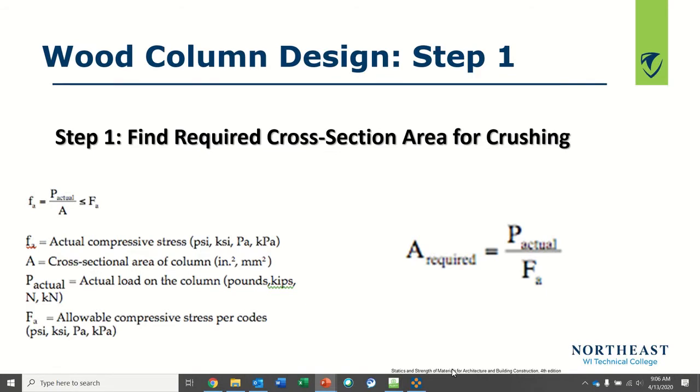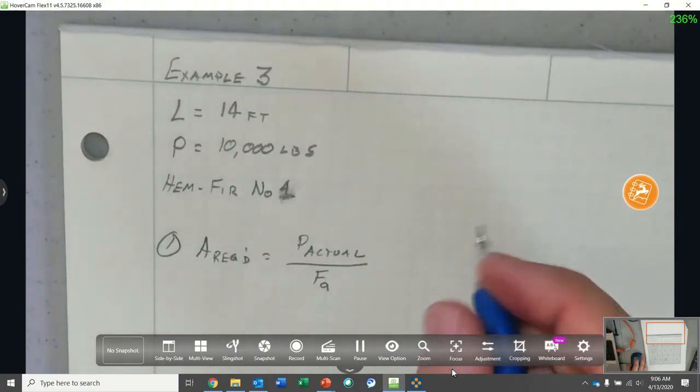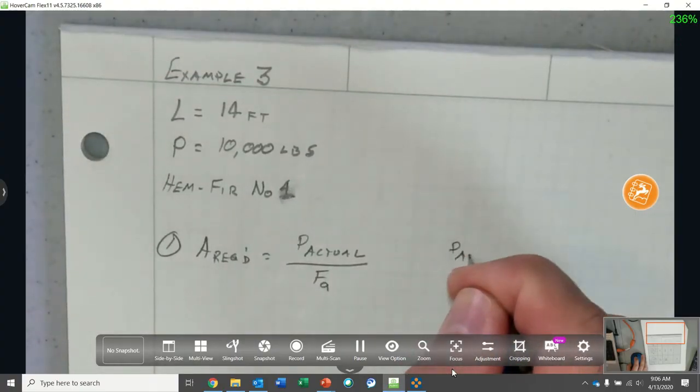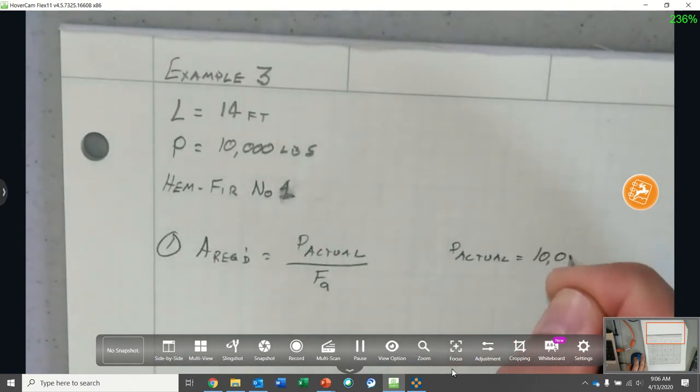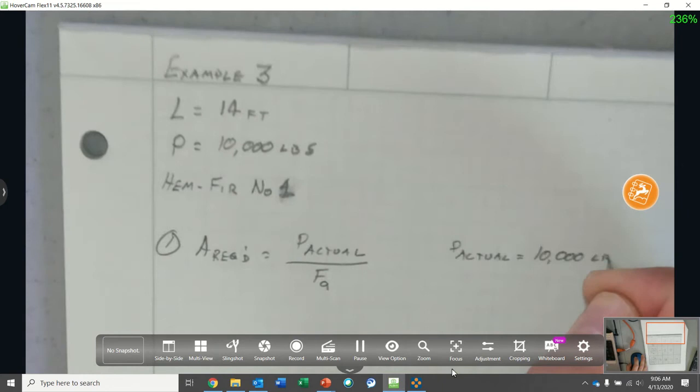Step 1, find required cross-sectional area. So A required equals P actual, that's from my load tracing, divided by my allowable stress. Let's define our variables: P actual equals 10,000 pounds.